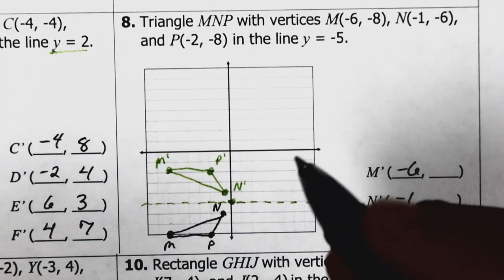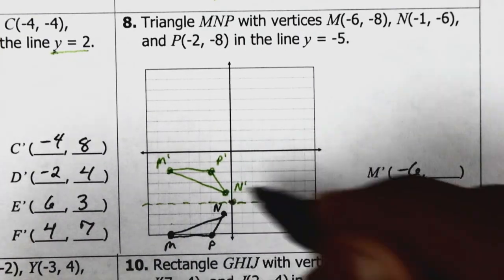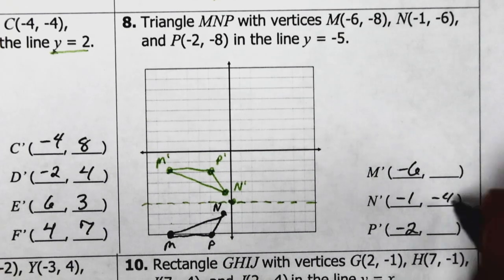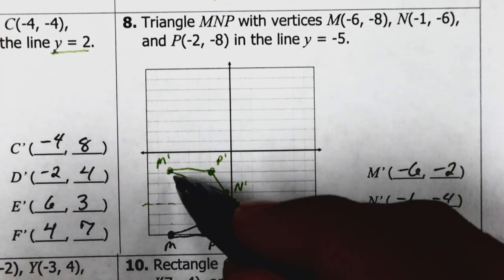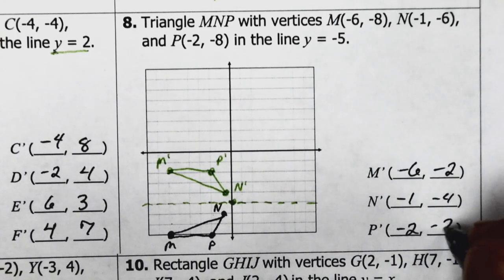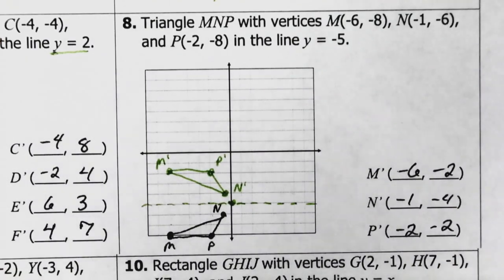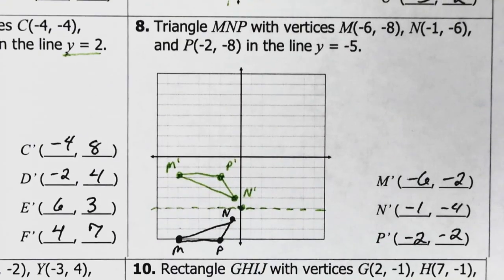So let's get the y coordinates. So N is at -4, P is at -2, and M is also at -2. Yes, I'm sorry. That's right. Okay, so real simple. Draw your line and then just count the distance.